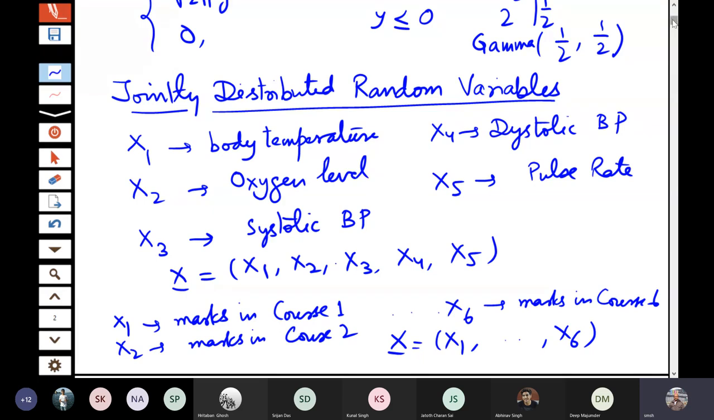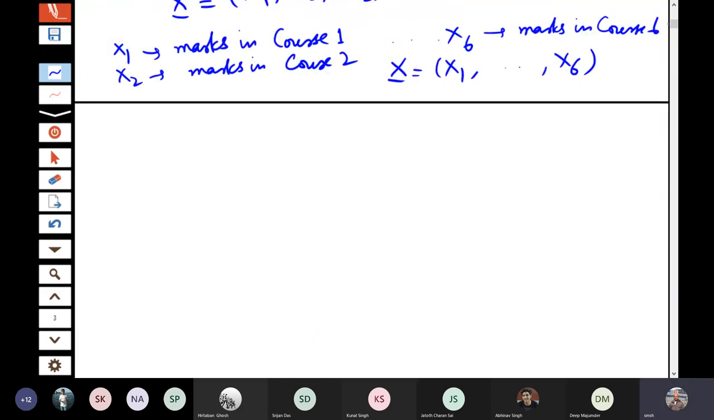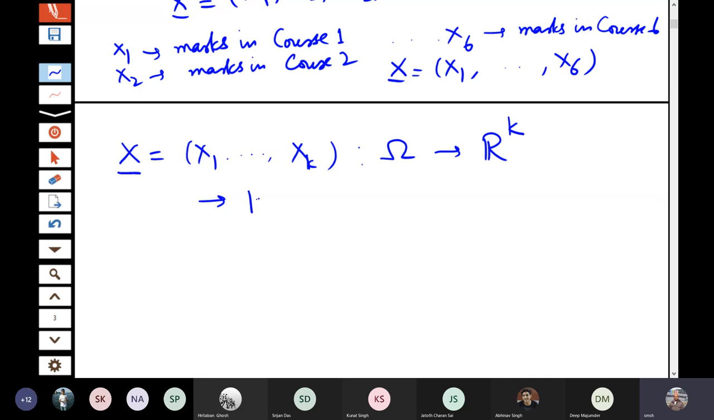So in general, you have X is equal to (X1, X2, ..., Xk). That is a function from omega to k dimensional Euclidean space. So this is a k dimensional random variable.